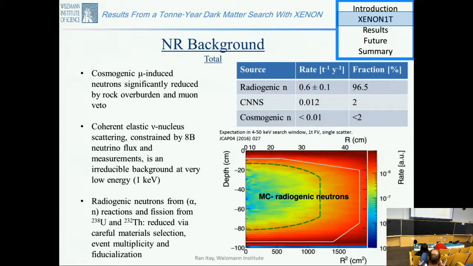Of course, we also have nuclear recoil background coming from radiogenic neutrons. Mainly, we are dominated by that. Coherent neutrino scattering and cosmogenic neutrons, as I said, are below 0.01 events per tonne per year.